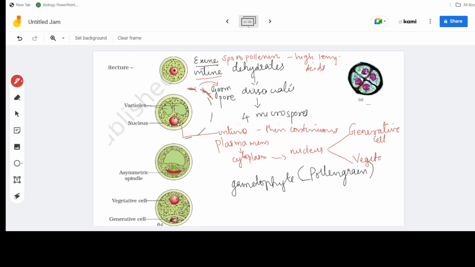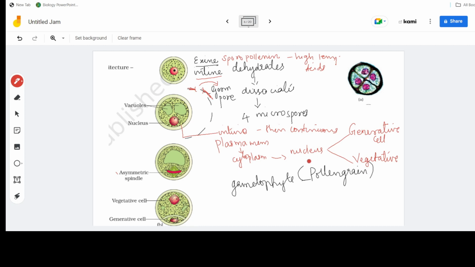Okay, so let's see in the diagram how they divide. In this diagram they show a typical cell with a dense nucleus, cytoplasm, and vacuoles. Now this nucleus is undergoing mitotic division by the formation of spindle fibers, and these spindle fibers are asymmetric. Why the asymmetric spindle fibers, and what does it lead to? It leads to the formation of two different kinds of nucleus.